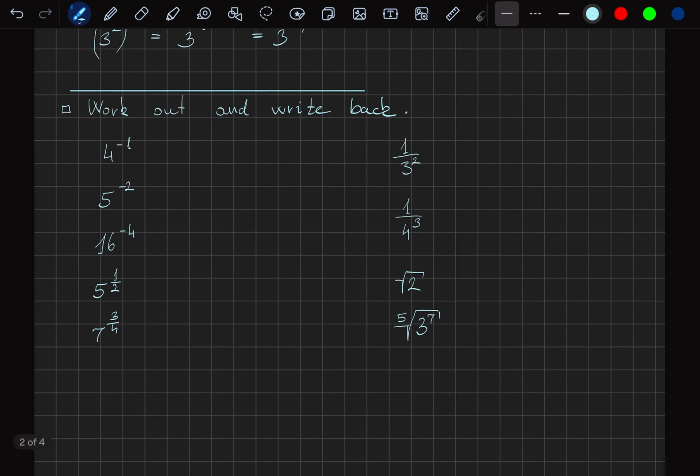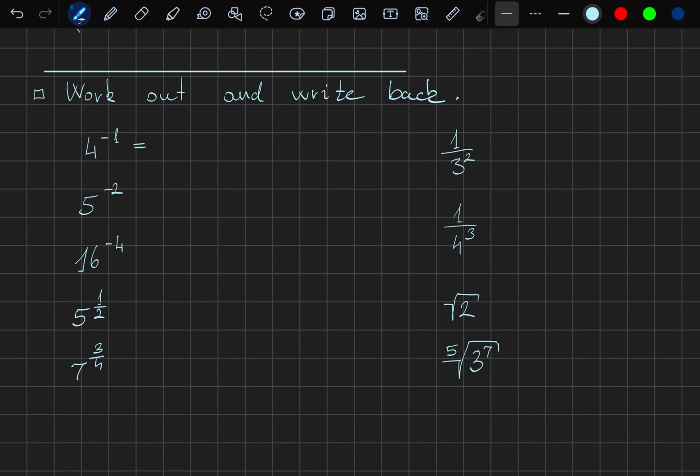Okay. Work out and write back. 4 to the power minus 1 is 1 over 4 to the power 1. 5 to the power minus 2 is 1 over 5 to the power 2. 16 to the power minus 4 is 1 over 16 to the power 4. 5 to the power 1 over 2 is 5 to the power 1, and we take the square root. 7 to the power 3 over 4 is the fourth root of 7 to the power 3.